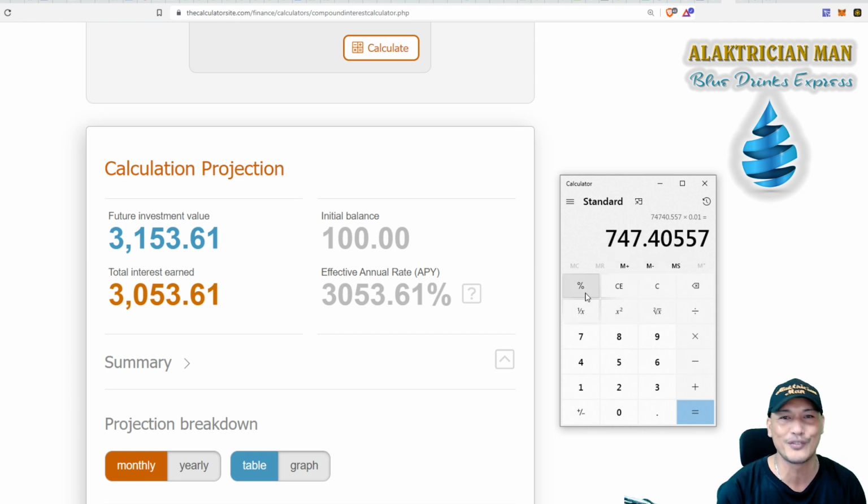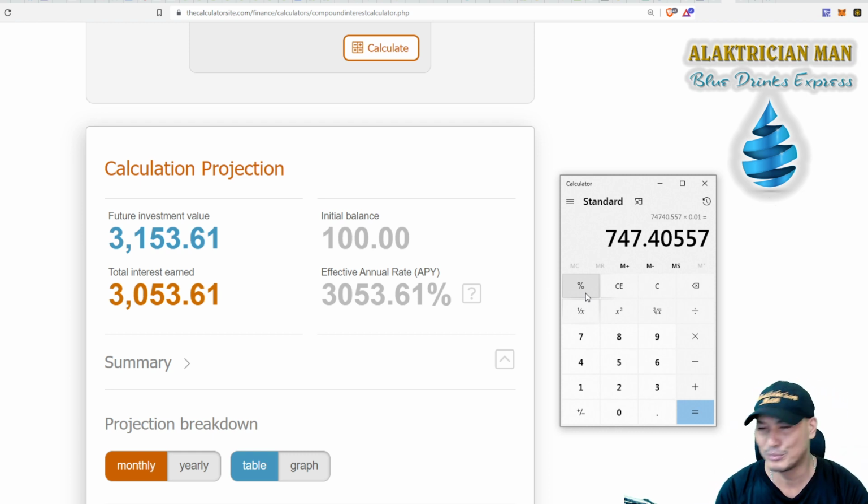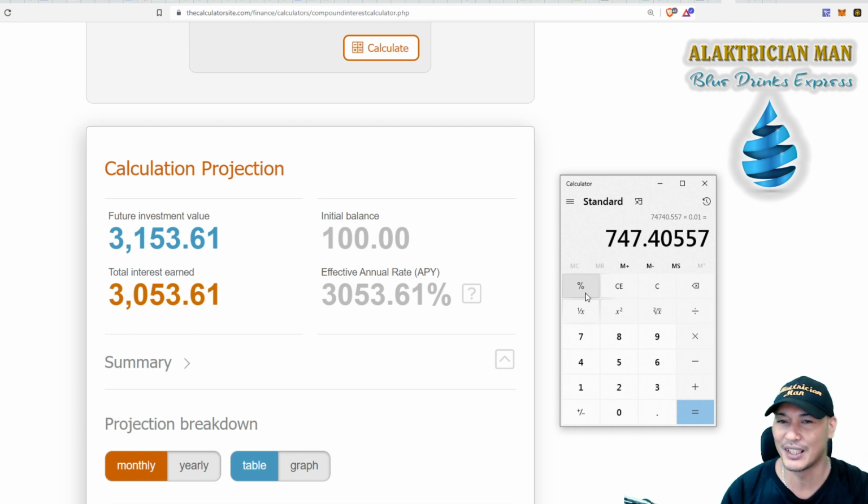And I think that deserves another shot of the blue drinks. Woo, yeah, I love it. I love it, love it. So yeah, 747 bucks a day.